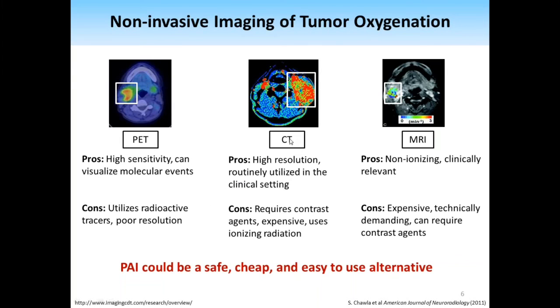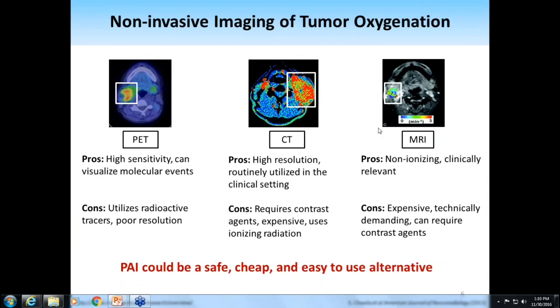Computed tomography, or CT, is another technique which has high resolution. One of the benefits of this technique is that it's used routinely in head and neck cancer patients. However, it requires contrast agents, it's expensive, and also uses ionizing radiation. And finally, MRI, or magnetic resonance imaging, has benefits over CT and PET because it's non-ionizing and it's very clinically relevant. Unfortunately, MRI is also expensive, it's technically demanding, and some of these imaging techniques do require contrast agents.